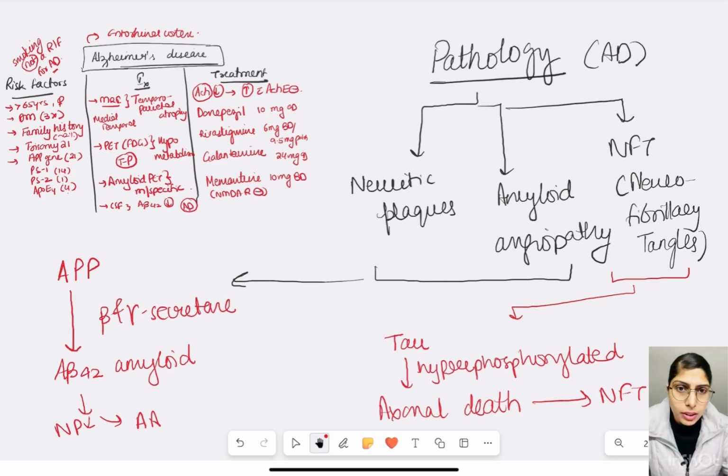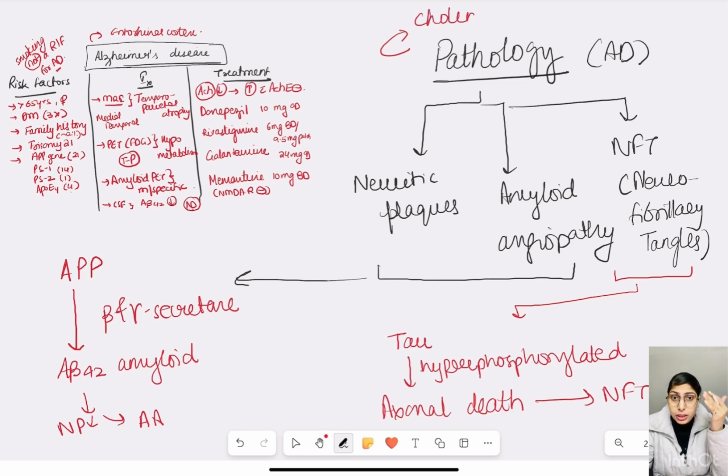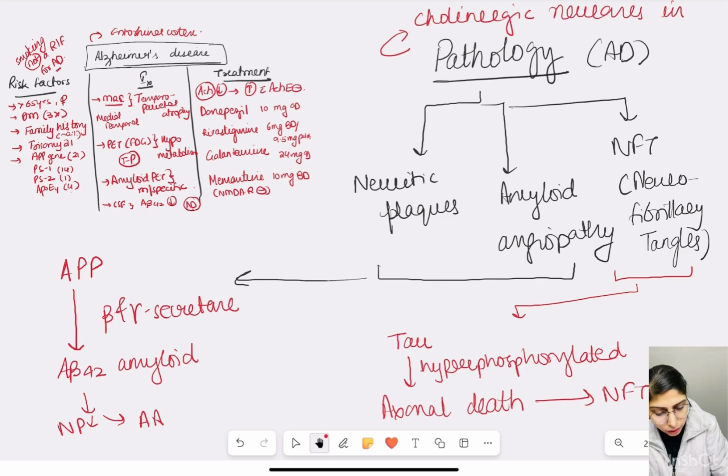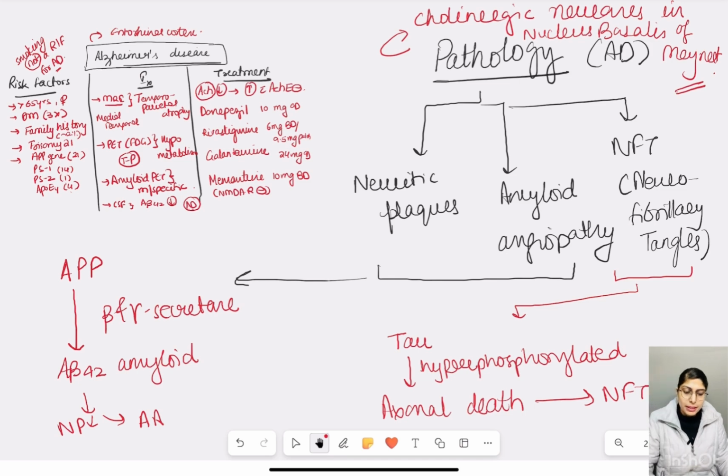Now when the cells die, they are obviously going to get converted into something. Neurofibrillary tangle is something that they get converted into. So these are the neurofibrillary tangles. Now the most commonly or the first affected structure are the cholinergic neurons. What are the neurons that are first affected with this amyloid and hyperphosphorylated tau are cholinergic neurons in nucleus basalis of Meynert.